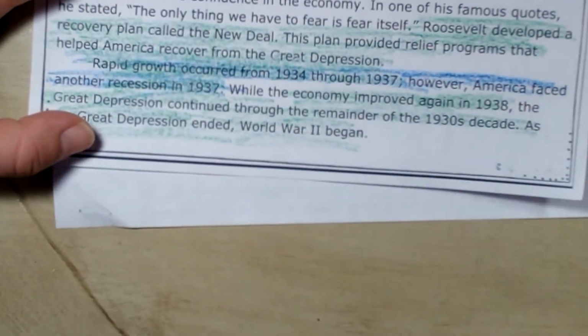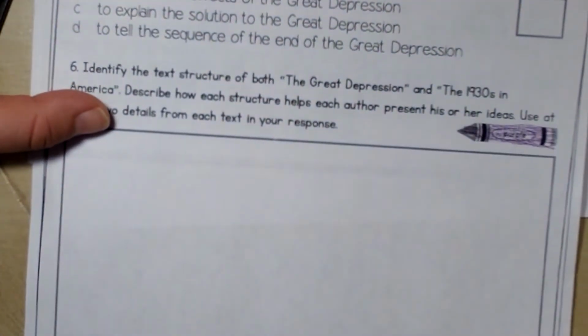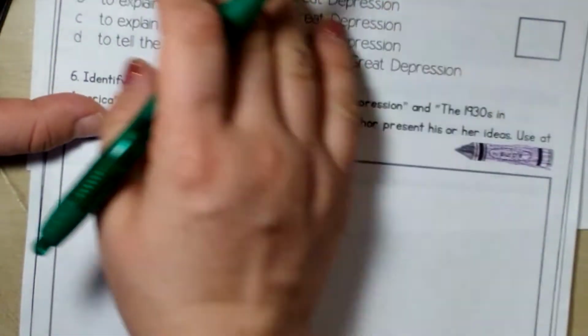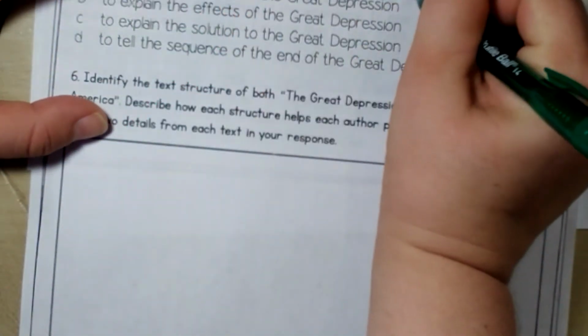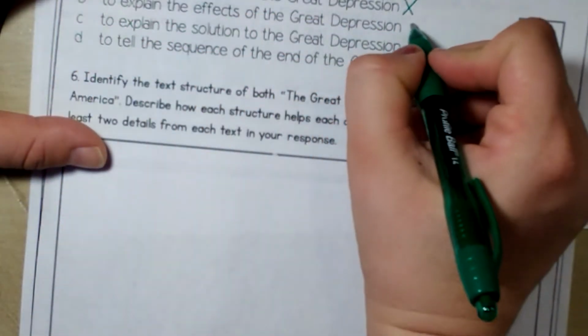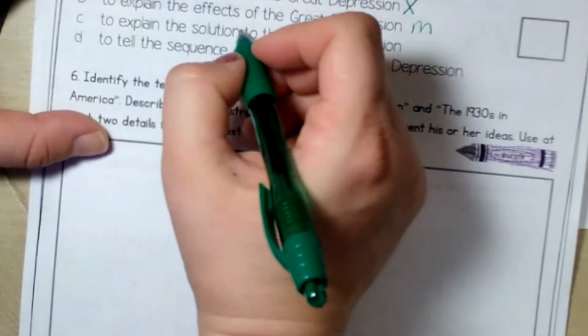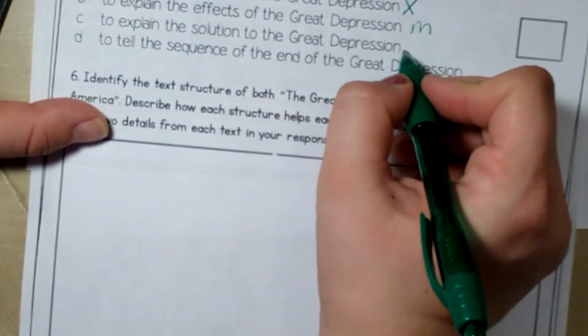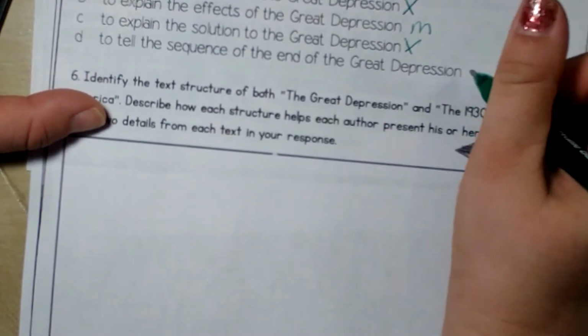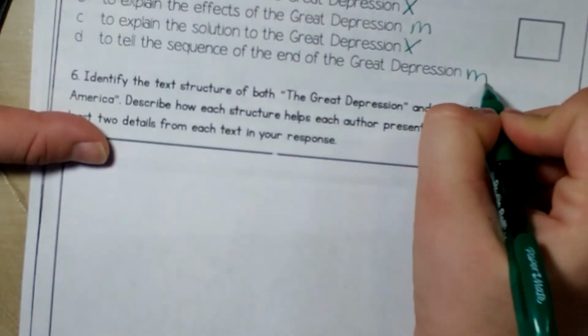Okay? So why do we think the author included it? To explain the causes of the Great Depression. This talks about what happens after. So that's not right. To explain the effects of the Great Depression, maybe. To explain the solution of the Great Depression, that is not a solution because it continues. To tell the sequence of the end of the Great Depression. So effects, it doesn't really say the effects, but this is a sequence with all of those dates.